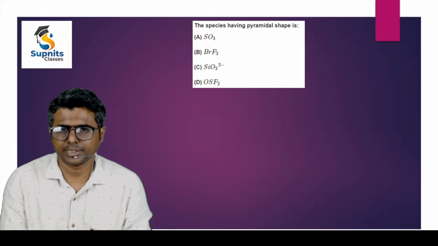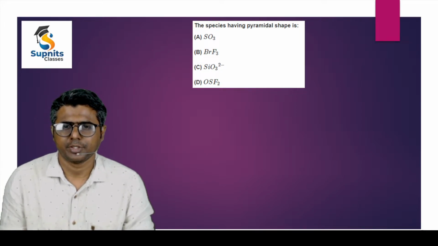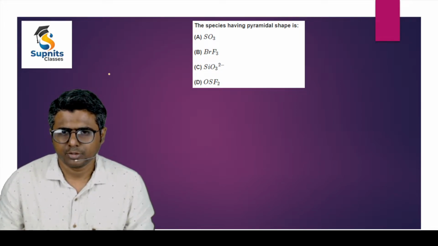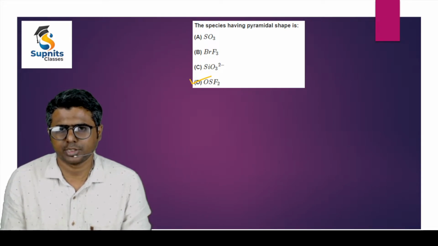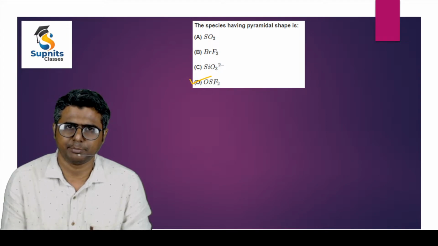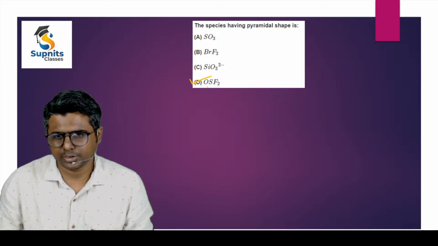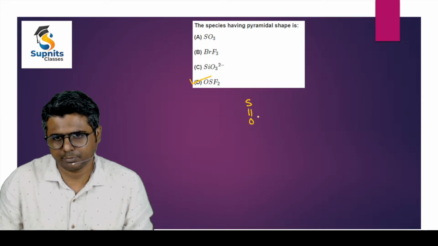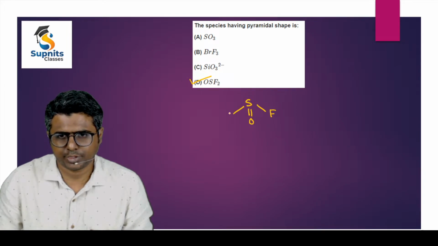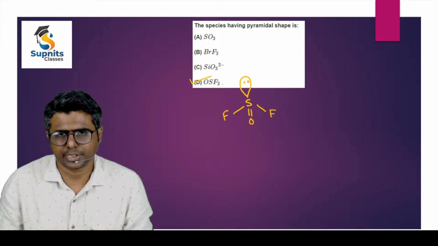Our next question is: species having pyramidal shape. So the answer to this question will be OSF2. First of all, let us go through the shapes, then we will be able to understand this in a better way. If you consider OSF2, the structure will be like this: S double bond O, F, F. After this there will also be a lone pair over here like this. So this will give you the pyramidal shape because this lone pair is pushing the bond pairs in the downward side, as you can see.